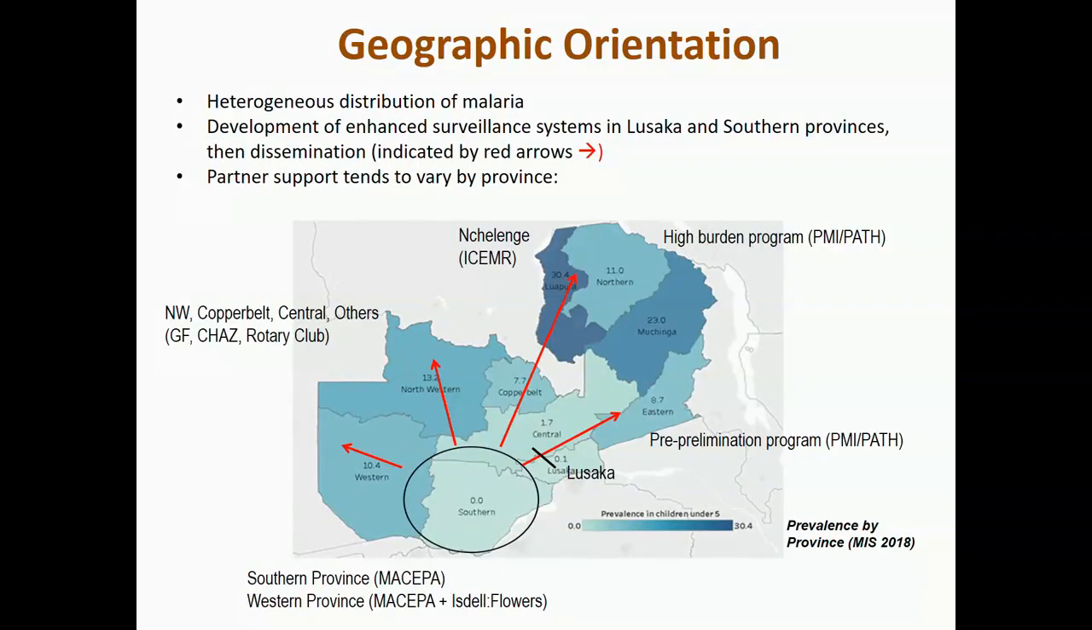Transmission in the country is heterogeneous. We have endeavored to develop what we are calling an enhanced surveillance system, to understand how well or how badly we are doing in pushing for malaria elimination in Zambia. These systems were developed in Lusaka, the capital city, where we had noticed a decline in the disease burden, as well as additional proofs of concept for enhanced surveillance in Southern Province, where we had also seen a decline in malaria burden.